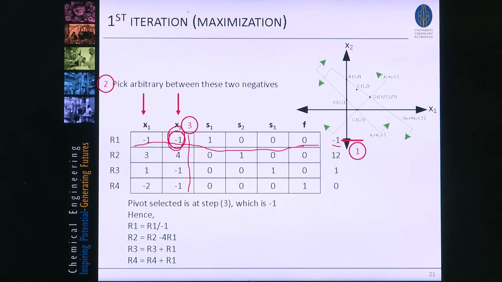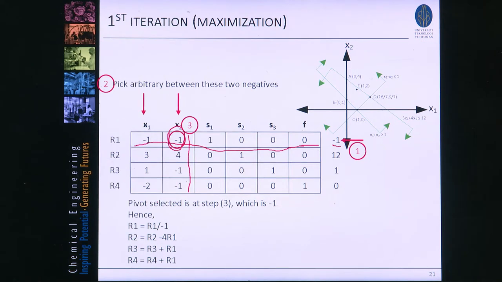Since I want to make that pivot point a positive number equal to 1, I divide the whole row by minus 1. So R1: divided by minus 1 makes 1, divided by minus 1 makes 1, divided by minus 1 makes minus 1, then 0, 0, 0, and this, if we divide by minus 1, becomes 1. That's how we get this to be a positive number, by making the pivot point into plus 1.